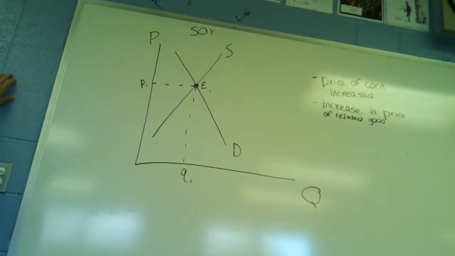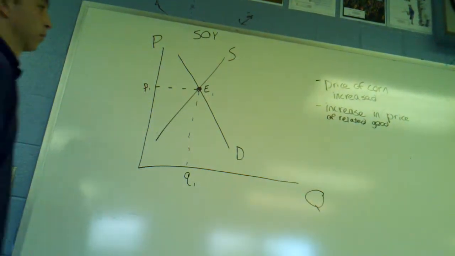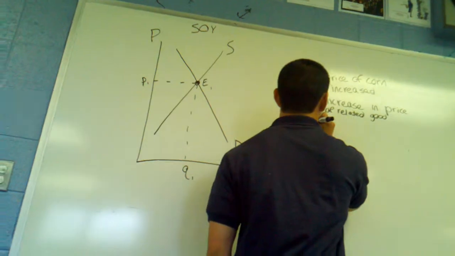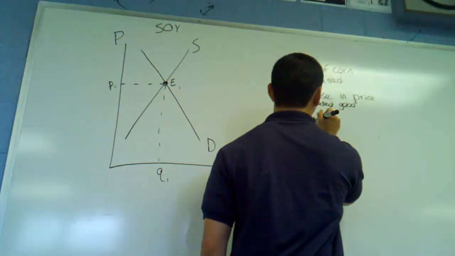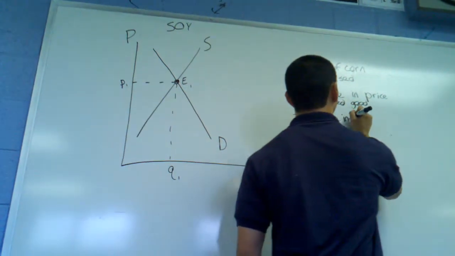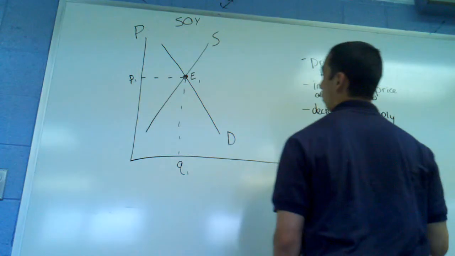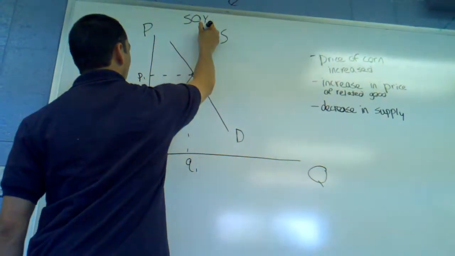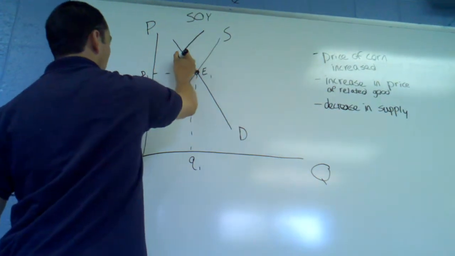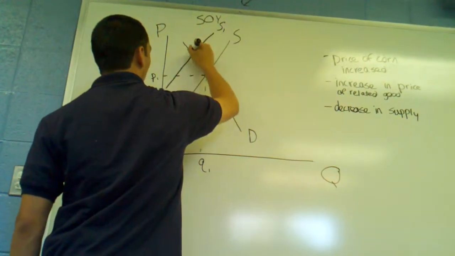So what does that do to the supply of soy? All right, we're going to write down another item. We're going to write down decrease in supply. Because of the increase in the price of a related good, this decreases supply. And then we're going to draw this shift. That would be a leftward shift of supply. There we go. And we're going to label that S1 creatively. And a new equilibrium, E2.